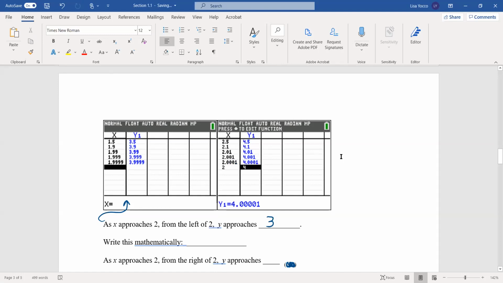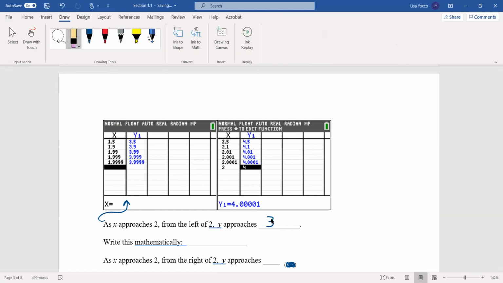Okay, that's better. Sorry. All right, now those numbers, those are x's that are approaching 2 from the left. And so that shouldn't have been a 3. This should be 4 right here.